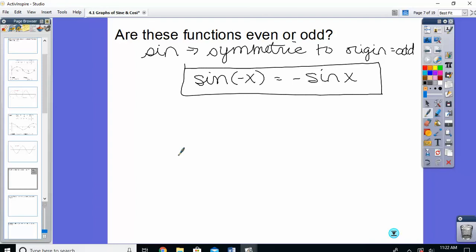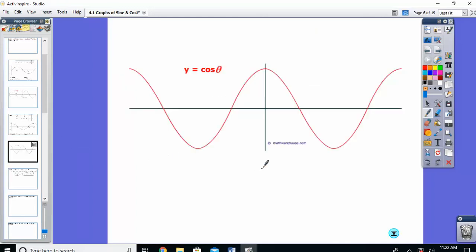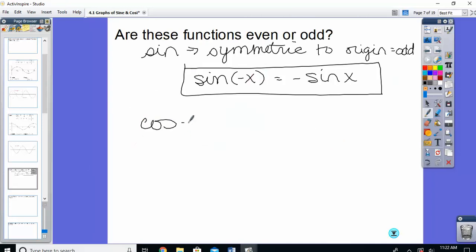Okay. If you think about cosine, so we graph cosine from 0 to 2 pi. If I did the other direction, it would look like this. Is that even or odd? Even. That one is symmetric to the y-axis, right? If I fold it on the y-axis, those sides overlap itself. So, cosine is symmetric to the y-axis, which means it is even.